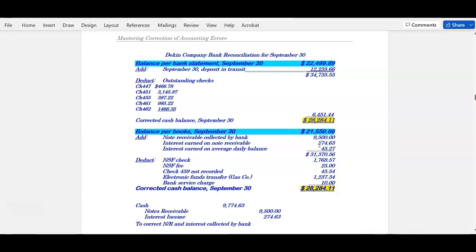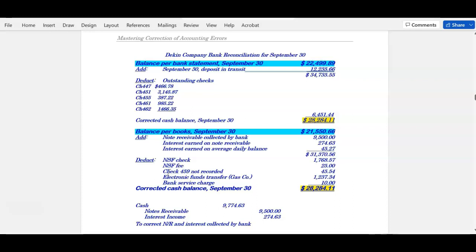Then you go to your book. And based on your book, looks like you have some note receivable. Those are credit memos, good news, right? Credit memos will be added to your book. Those are good things, good news. So you add it. We have collections, we have interest earned from the bank collection. That's good. So all those are added. But you have also debit memos, which is bad news, needs to be deducted. So NSF check, it's bad news. NSF fee, it's bad news.